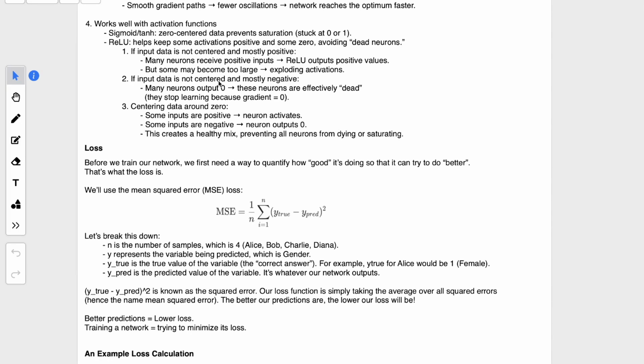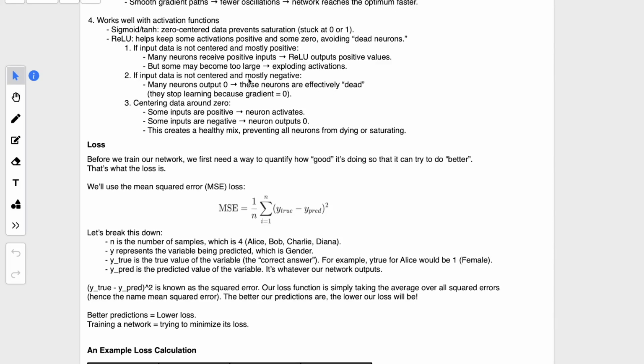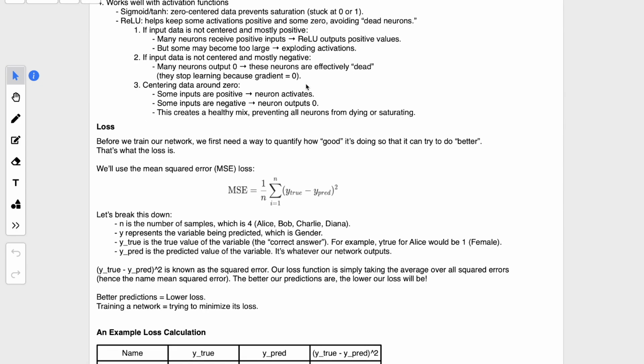If the input data is not centered and mostly negative, many neurons output 0. These neurons are effectively dead. So in this case, in the ReLU function, if the data is mostly negative, because ReLU keeps some activations positive and some 0, many neurons will output 0, right? And once they output 0, this 0 will be passed as the input to the next layer, right? And there the weighted sum will become 0. Whatever gets multiplied with 0 will be 0, right? So they are always stuck at 0. Hence the neurons are effectively dead. They will do nothing in the learning.